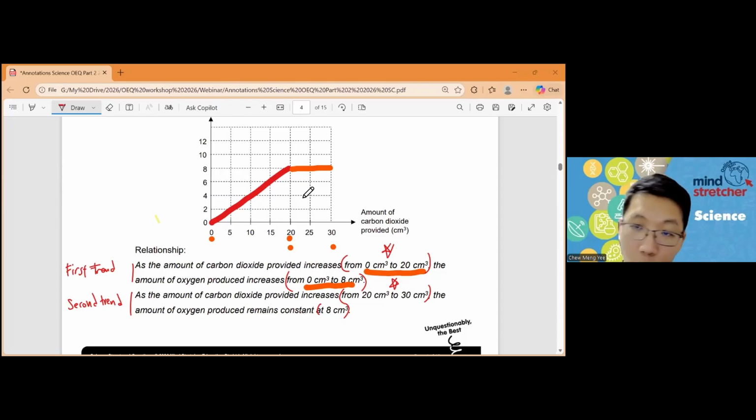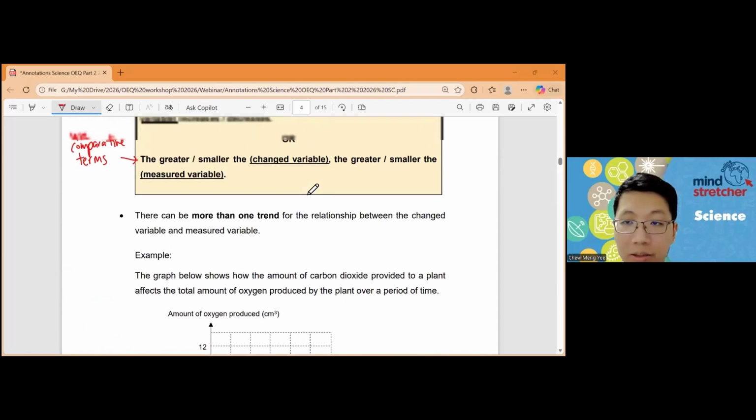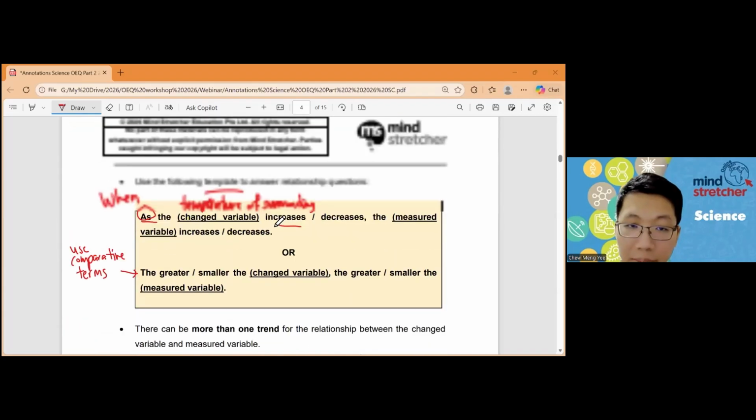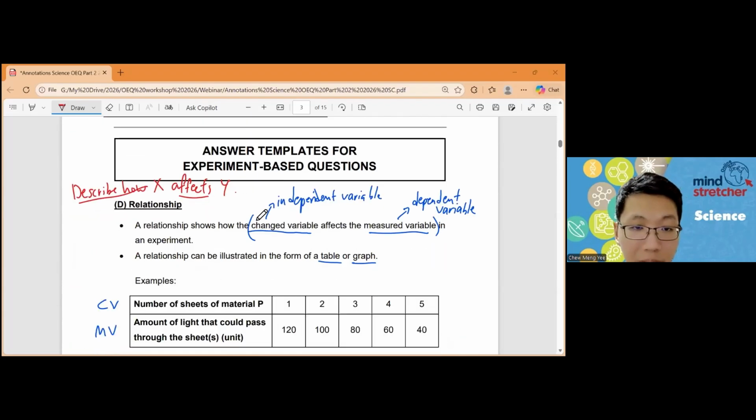At lower levels, let's say P3 and P4, a lot of times the question will be very straightforward: what is the relationship between A and B? But at PSLE level, as I mentioned at the start, they will usually phrase it this way: describe how X affects Y. For example, describe how the temperature of the surroundings affects the volume of water left behind after 1 hour. Instead of clearly telling you it's a relationship question, they phrase it as how these two variables affect each other, and you must be able to tell that it's a relationship question.